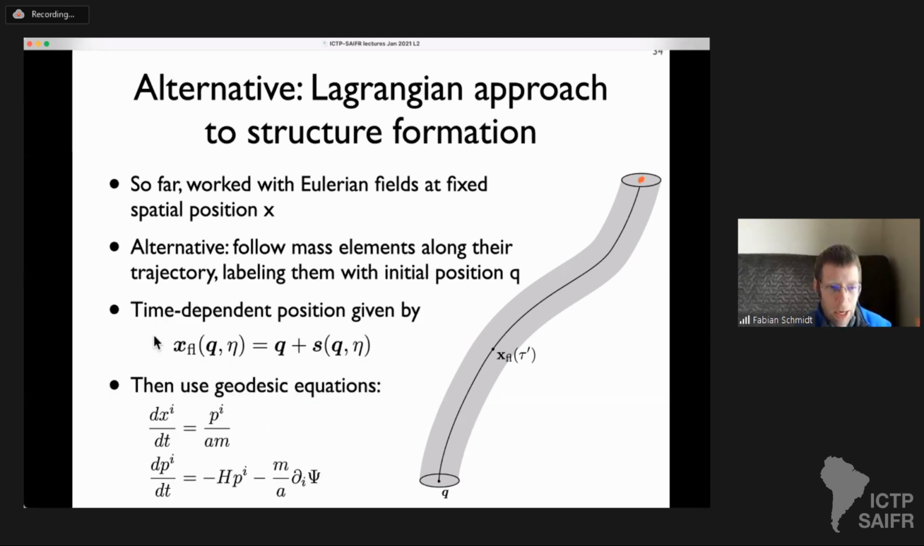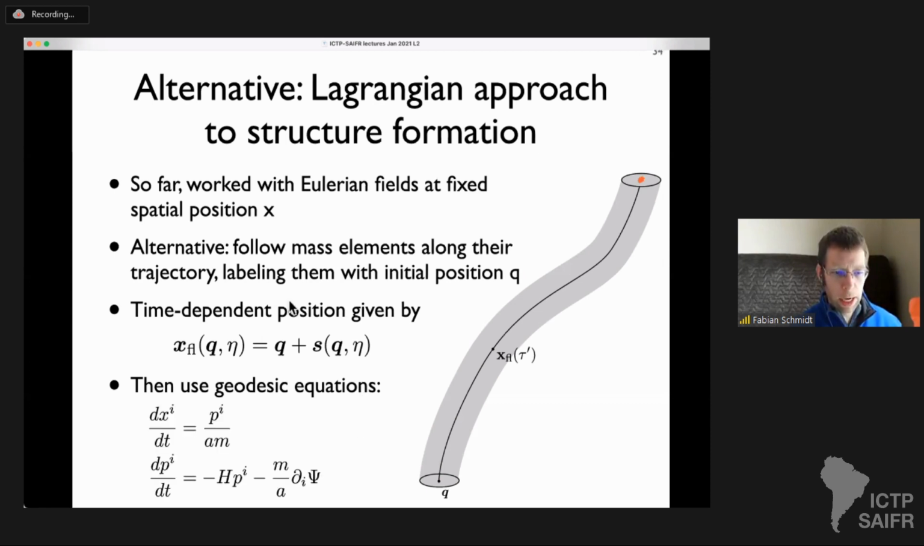We can write the time-dependent position of this mass element as the initial position plus a displacement s. And of course, this displacement by definition vanishes at the initial condition. And then to follow this, we just use the geodesic equations. Those are perfectly valid for this mass element, and it's non-relativistic, so they obtain the simple form that we already derived in the first lecture. Good.